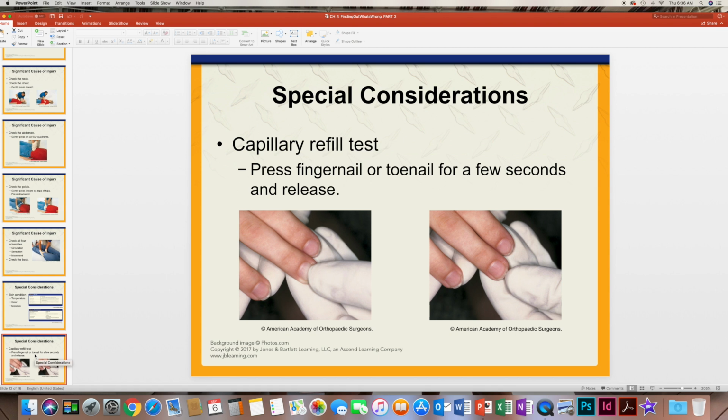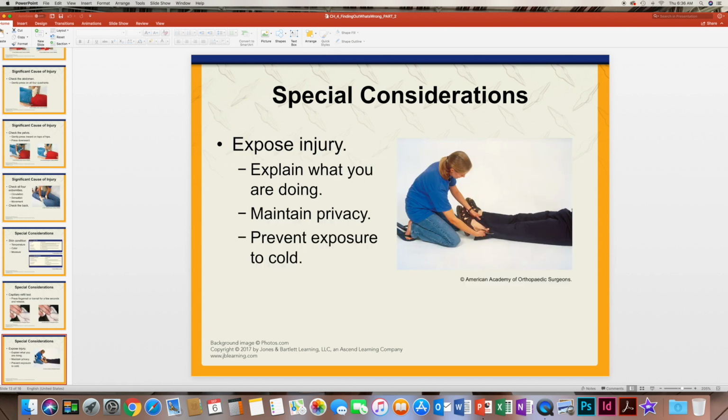One other thing to do, some special considerations, try a capillary refill test. Press the fingernail or toenail for a few seconds and release. See how quickly color comes back in, and you'll know if there's good perfusion of blood throughout the body.